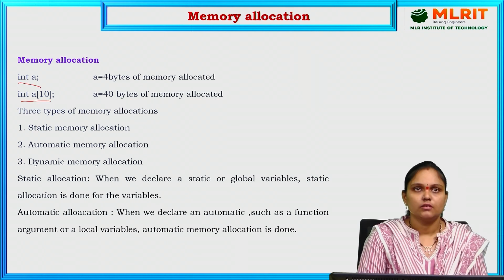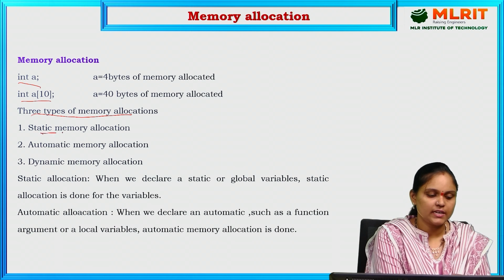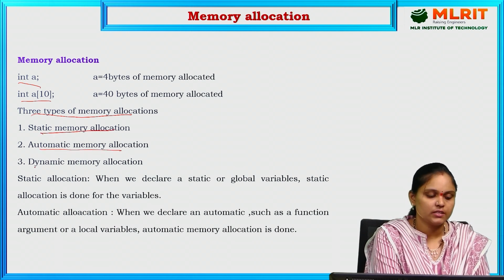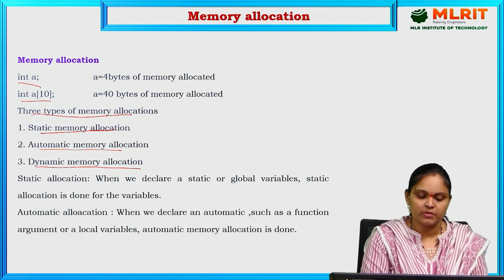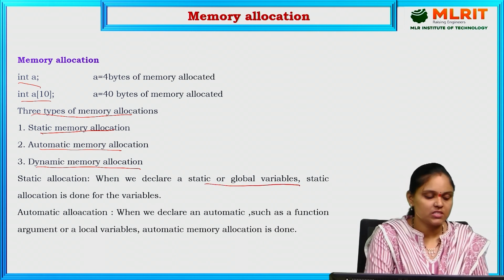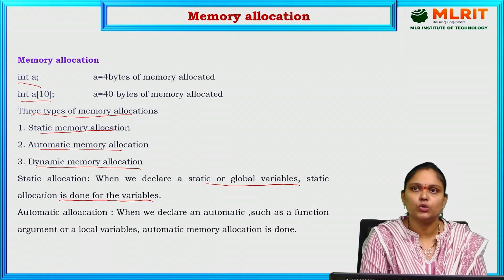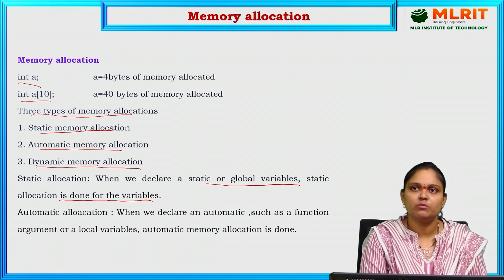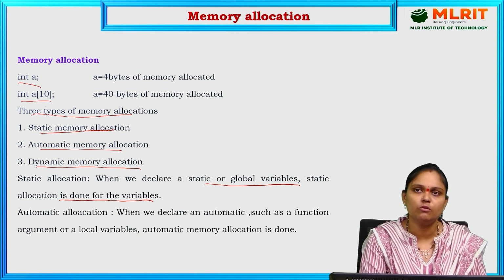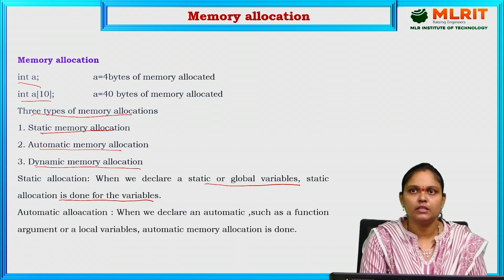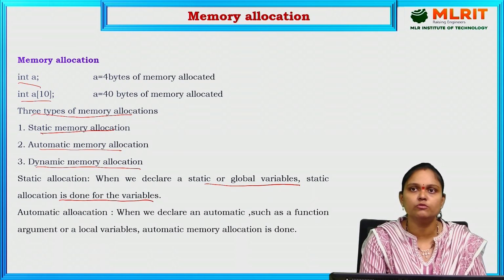There are 3 types of memory allocations. One is static memory allocation, next is automatic memory allocation, and the third one is dynamic memory allocation. Coming to static memory allocation, when we declare static or global variables, static memory allocation is done for those variables. We declare global variables in the global declaration section so that we can use that variable in all the blocks, in the main function and also in any number of user defined functions.